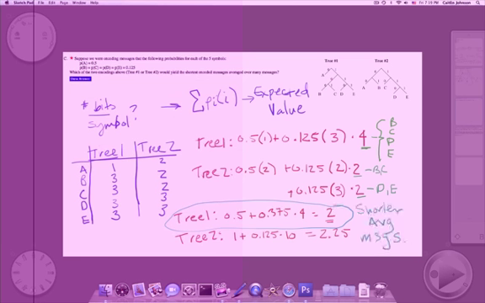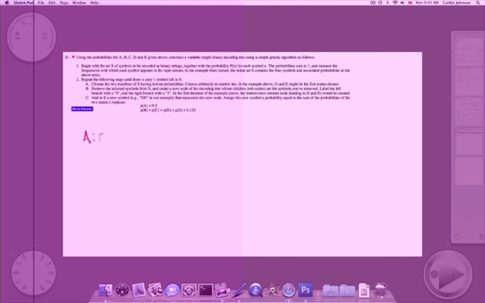So in problem 2D, we want to use the probabilities for A, B, C, D, and E to construct a Huffman tree using the greedy algorithm. If you aren't familiar with it, you can pause now to read, but I'm not going to bore you. So we're going to write down our starting probabilities, because we're going to write down our starting nodes. We have A is 0.5, B is 0.125, as is C, D 0.125 also, and then E 0.125 again.